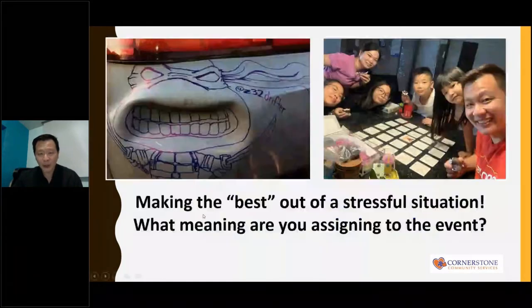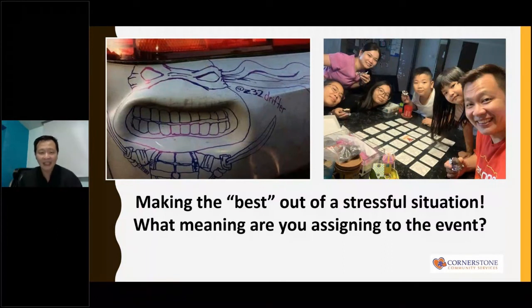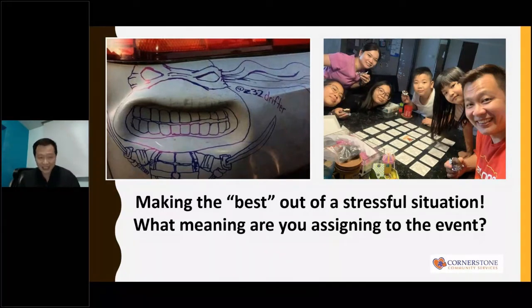All right. So these two quick pictures I'm going to share. The first picture on the left is a bumper of a car that's dented. But the driver obviously sees that as an opportunity to display his creativity. He drew a 3D Ninja Turtle picture. So, making the best of a stressful situation.